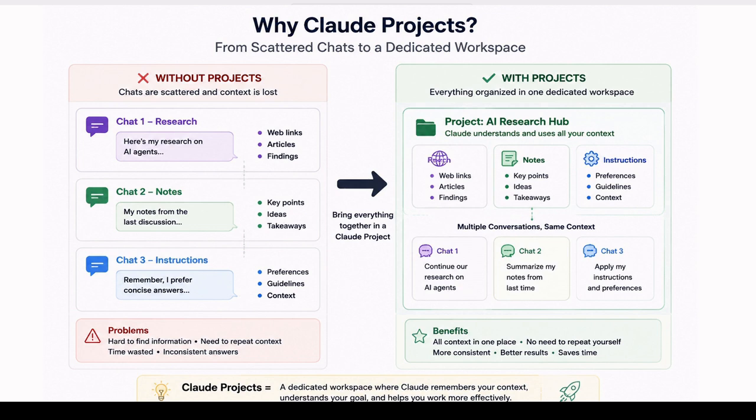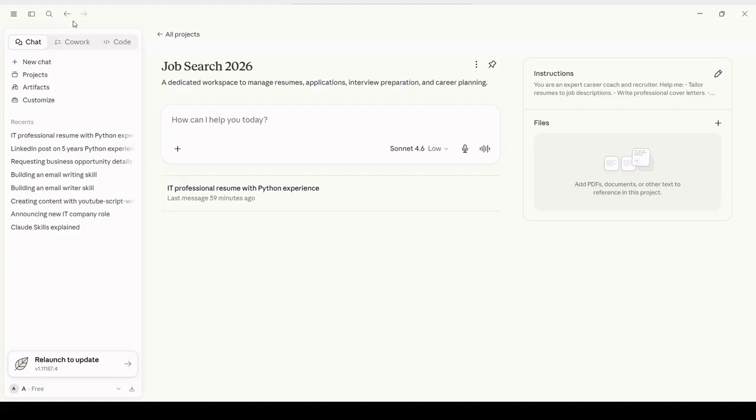Think of a project as a dedicated workspace inside Claude. Instead of having a single conversation, a project allows you to group together multiple chats, shared knowledge files, and project-specific instructions. This means Claude can use the same context across multiple conversations within that project. Let us understand it with the help of an example.